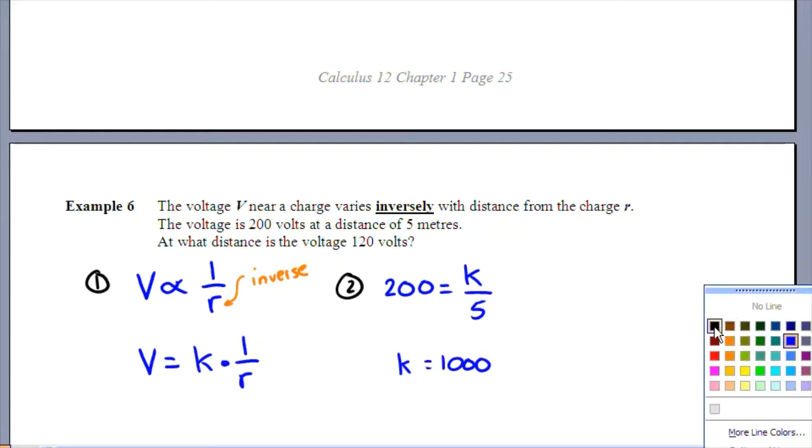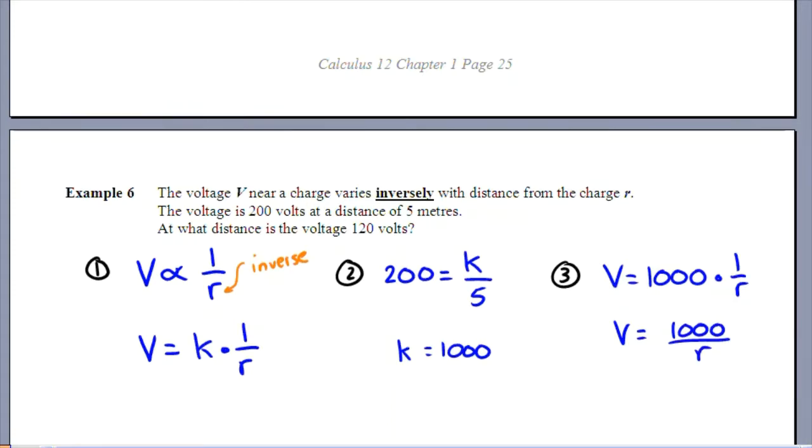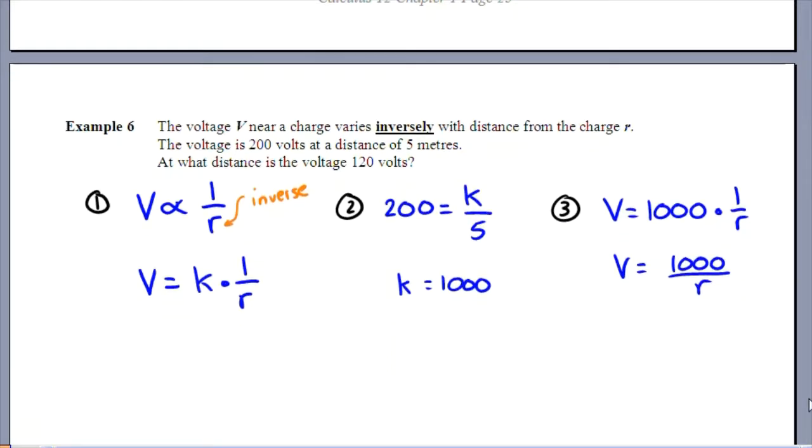And now step 3. Let's just use this over and over. We now have a really cool equation. V is equal to 1,000, our constant of proportionality, times 1 over r, which, of course, is the same thing as 1,000 on top of r. But now they're saying, can you use that, please? Can you go and find a value for r? Can you find the distance where the voltage would hit 120?